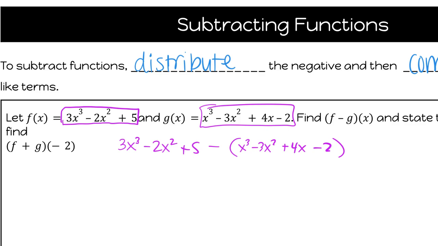Okay, and then again, the way that I like to do this, I just distribute that negative throughout here. So I'm going to change all the signs. Negative x cubed plus 3x squared minus 4x plus 2. And then I'm going to drop down the other side.